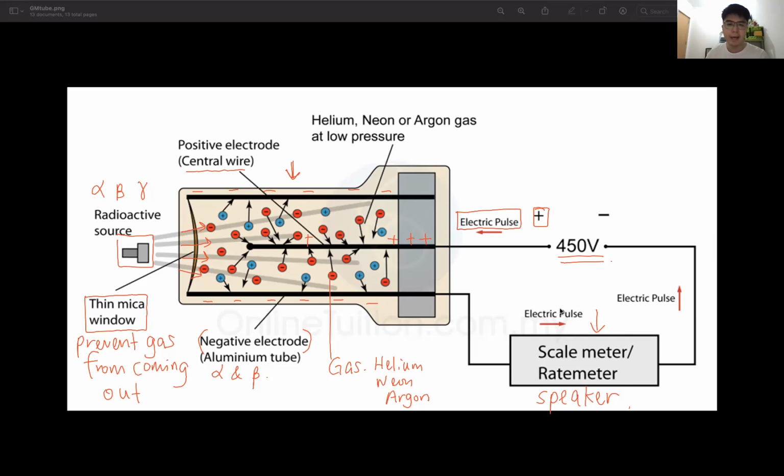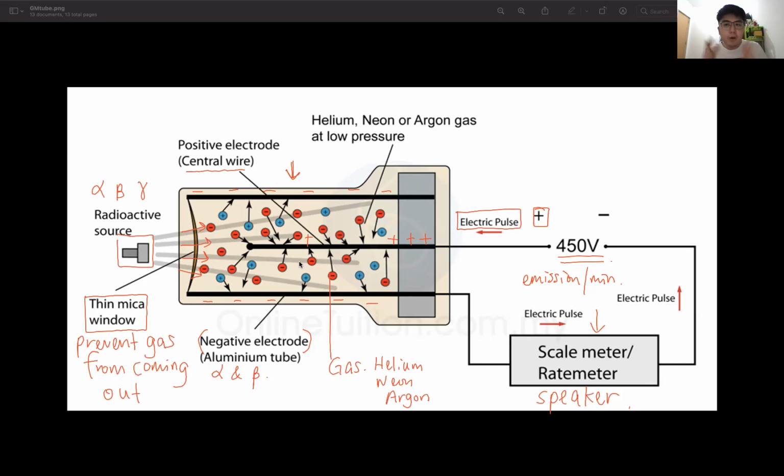Usually we count emissions per minute. Per second is too fast already, so we put it in per minute. Now, this is how the GM tube detects radioactive sources. So when you point to anything and you hear a sound, that means that source is giving out radiation.